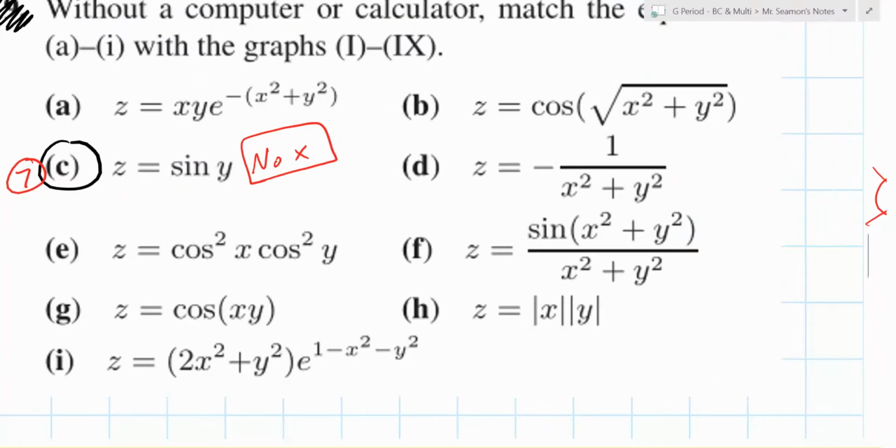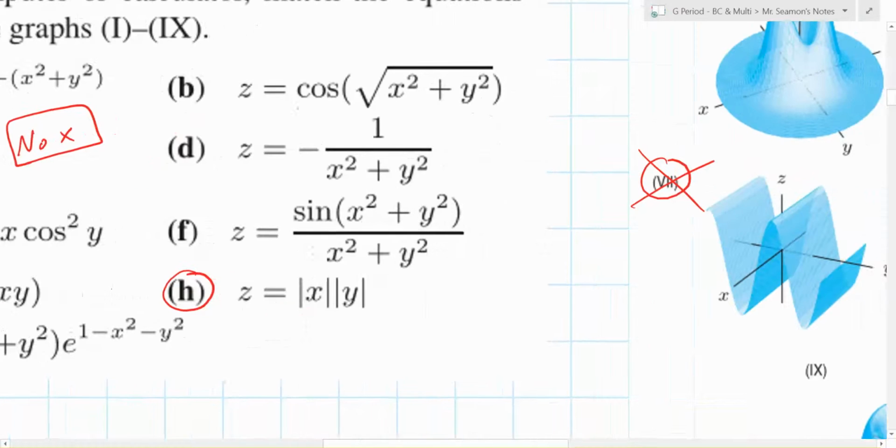What's the next one do you think I would pick? H. I love H. So H is the absolute value of X times the absolute value of Y. So what does that tell you about the positivity or negativity of Z? It's always positive. And also, what kind of shape do you think it's going to look like? It's going to have sharp ends because it flips it over.